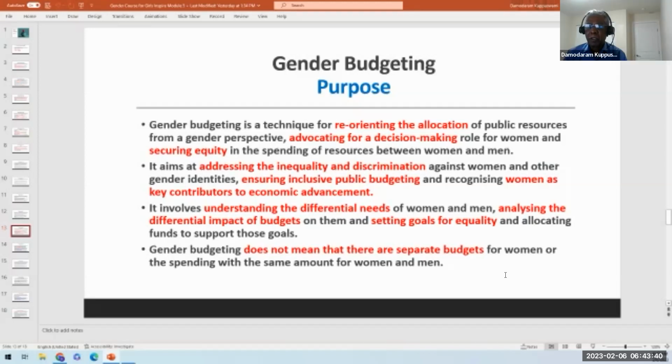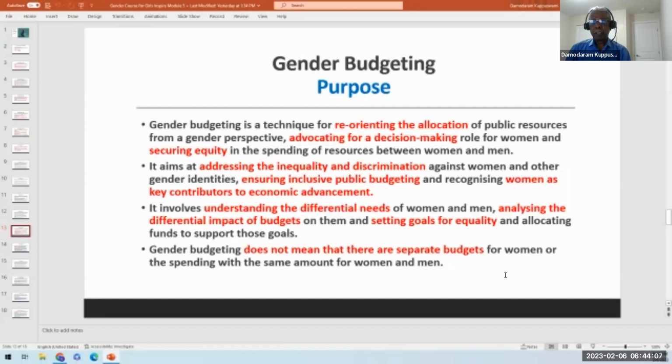I think that was a wonderful narrative. Let's move from advocacy to budgeting. We all know that we are talking about public budgeting, which is the allocation of resources. So when we say gender budgeting, we are looking at the existing public allocations.